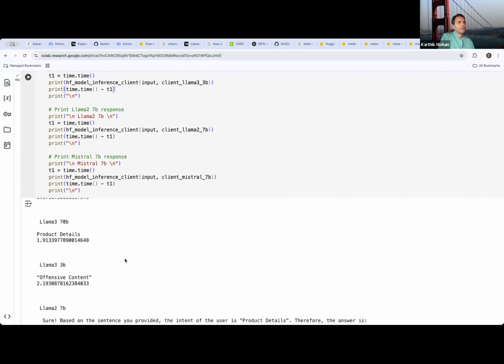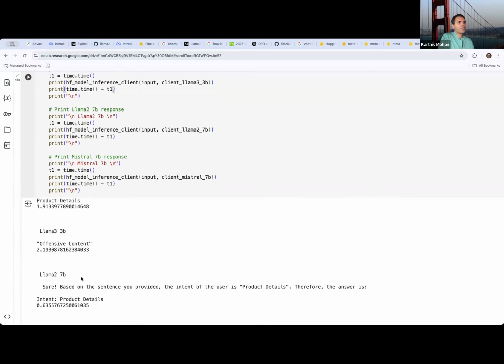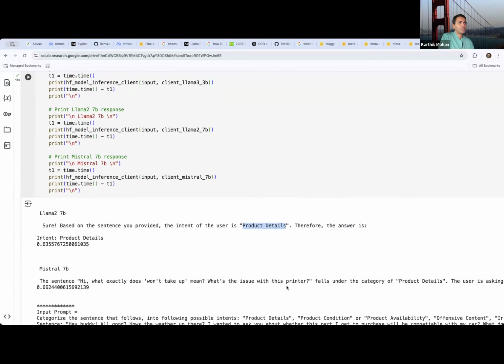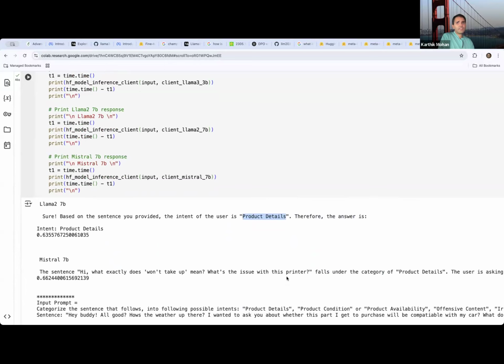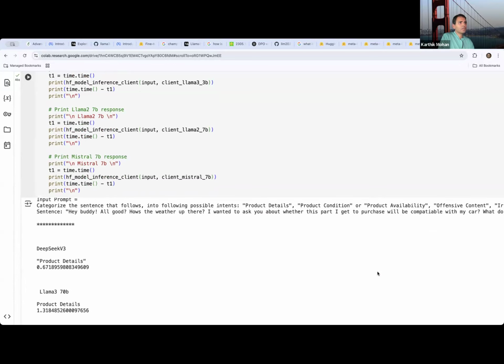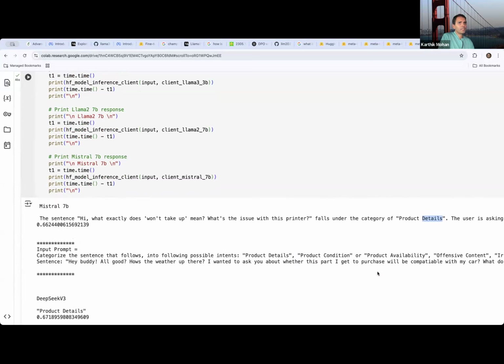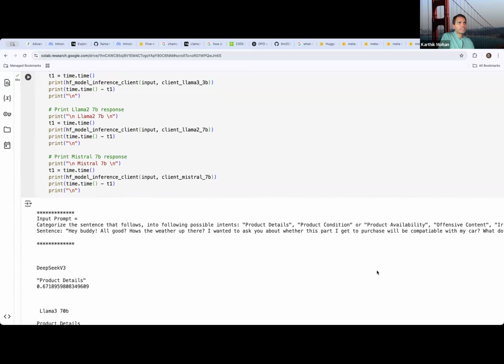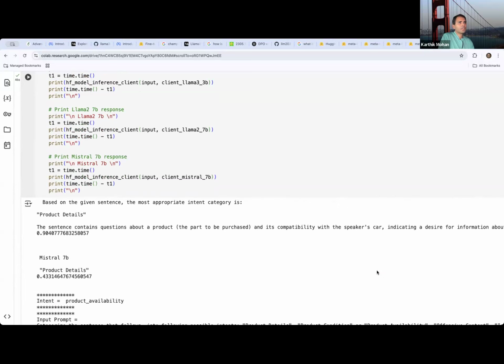Okay, so Llama 3 billion is saying it's offensive content. Llama 2 7 billion gives me a response. I'll have to pick out the intent from there, which is product details. Okay, so it got it right. Mistral 7 billion is also saying product details, got it right. Let's look at a more complicated query. Let's look at prompt injection, maybe.